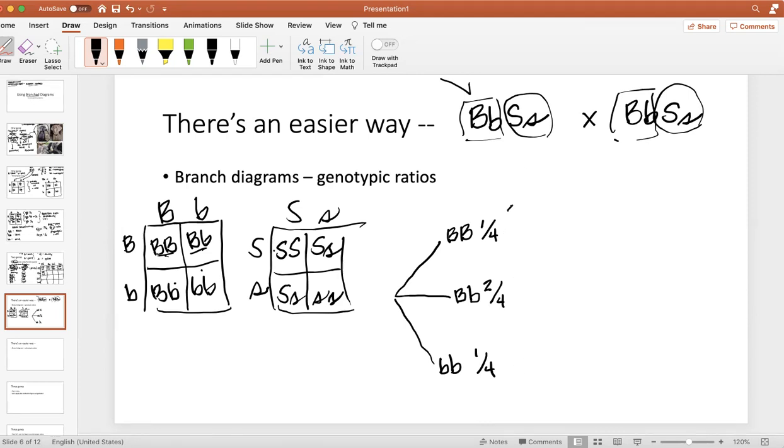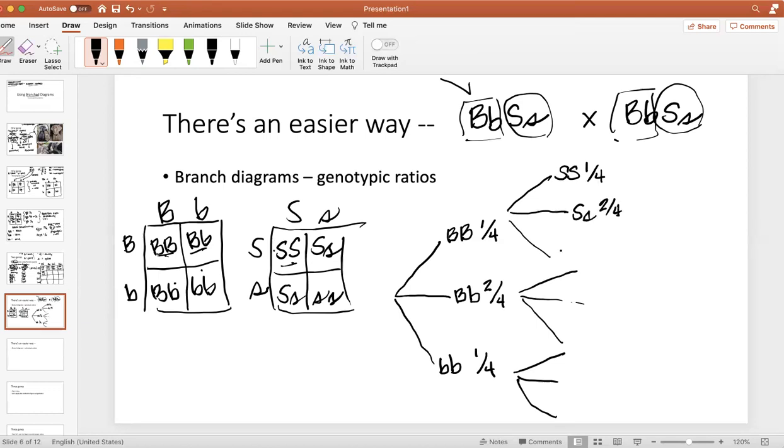So I want to draw 3 branches here. I want to draw 3 branches here. And I want to draw 3 branches here. Are you with me? Now, let's do the same thing. We have 3 options here. You can be big S, and there's a 1 out of 4 chance that that's the case. You can be heterozygous, 2 out of 4, or you can be this, and that's 1 out of 4. Okay, you guys get where I'm going.